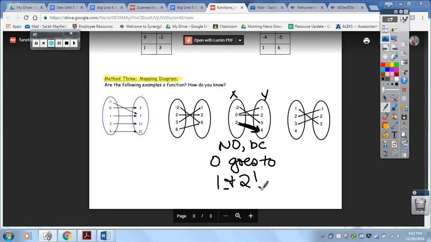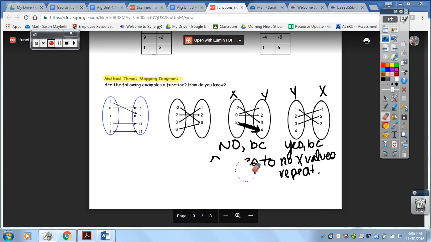So pause this video. Now do the next one. See if you can figure out how I'm trying to trick you. How am I trying to trick you on this problem? Notice your arrows are on the left and it starts on the right. So x starts here and then y. So notice every x value only goes to one y value. So yes, because no x values repeat. So now I have to state the domain and range.